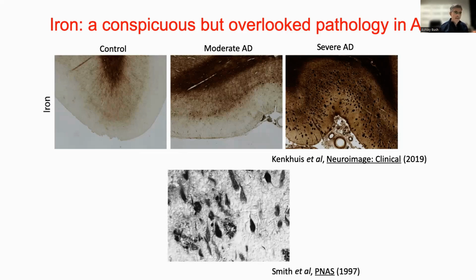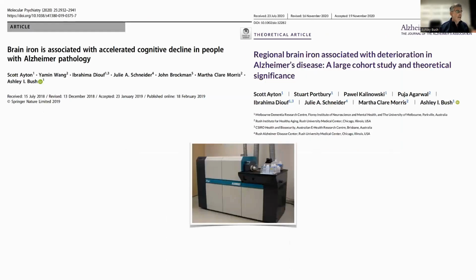Now, 25 years ago, the late Mark Smith and George Perry published that neurofibrillary tangles contain high concentrations of iron, and here is an illustration from that paper. Now, we've been investigating the relationship between cortical iron and the natural history of Alzheimer's disease to determine whether or not the iron could be playing a causal role.